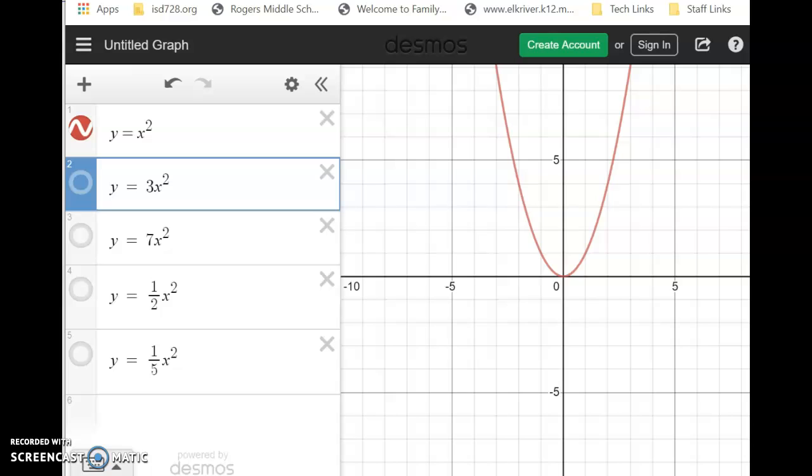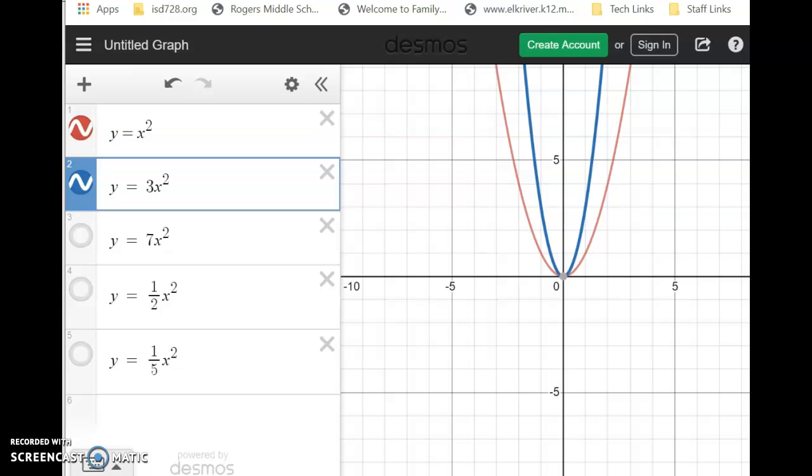Okay, so hopefully what you see with this 3 in front is it essentially stretches it vertically. Again, it could seem like it's compressed if we thought about it horizontally, but vertically it has been stretched. And the reason for that is it just takes all the x squared values and multiplies them by 3.